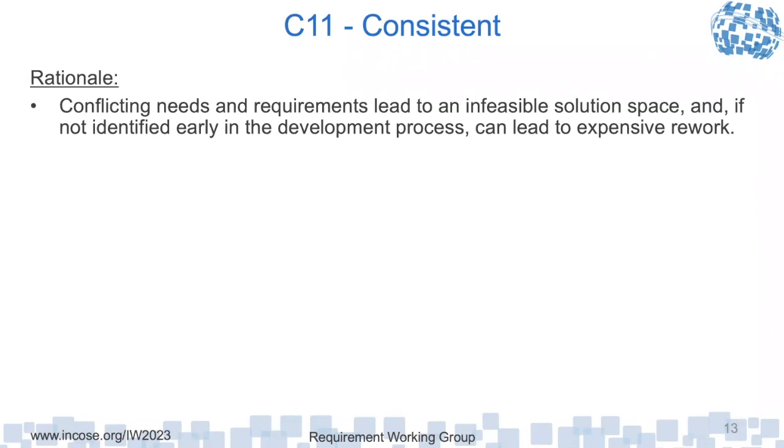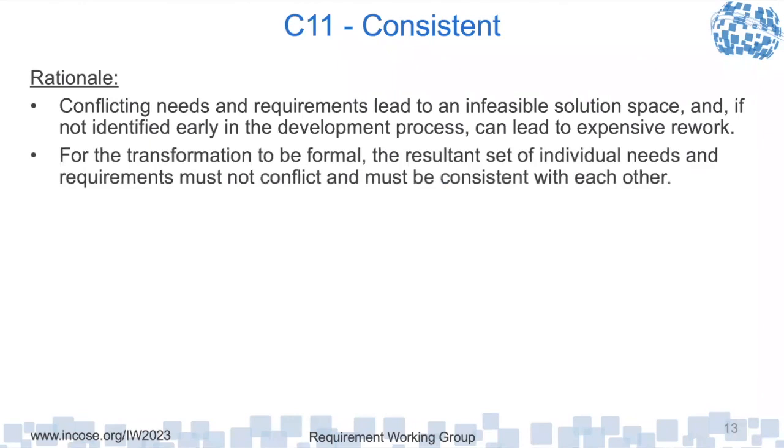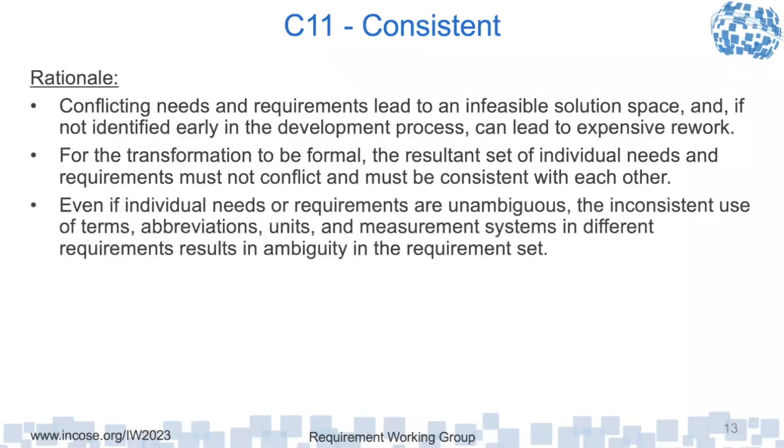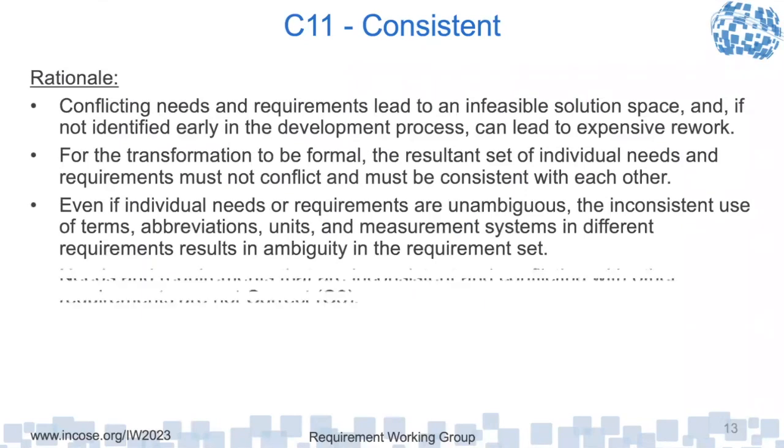Thank you. Conflicting needs and requirements lead to an infeasible solution space, and if not identified early in development can lead to expensive rework. The transformation to formal would result in a set of needs and requirements that conflict or are consistent with each other. Even if individual needs and requirements are unambiguous, the inconsistent use of terms, abbreviations, units and measurement systems in different requirements adds ambiguity.